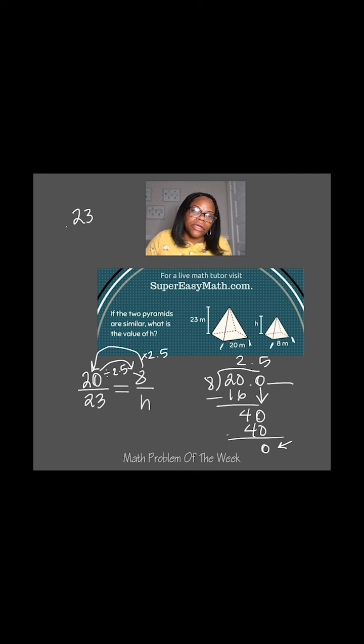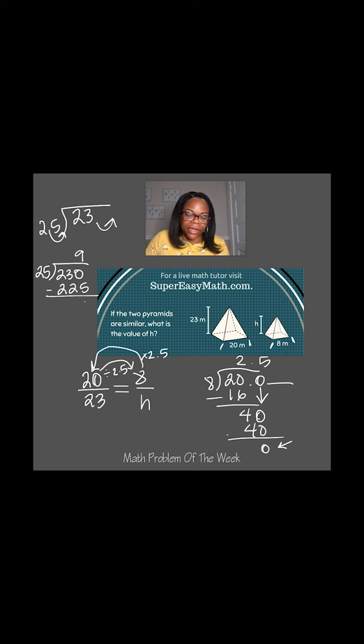So 23, and I'm putting the 2.5 into it. Well, I need to move this decimal over, and there's an invisible decimal here that I'm going to have to move over. So this problem ends up being 25 going into 230. Well, 25 goes into this 9 times, and it's 225. And you subtract and you get 5. Decimal 0, and that means I need to also bring up my decimal. So 25 goes into 50 2 times. So that means this h is going to be 9.2. So 9.2 meters is the height of that second pyramid.